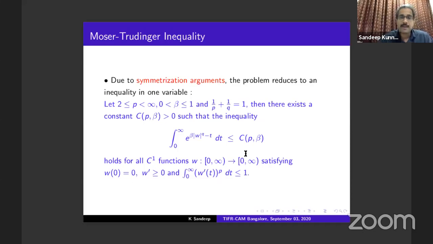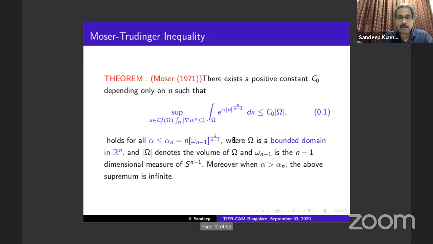And so the problem reduces to one variable. That doesn't mean that the problem becomes simple, but still it makes life simpler. And Moser did manage to prove this one variable inequality, and hence the result. So that is how he proved this result. This was the case of the first order Sobolev space, where the term involved is only the first order derivative.